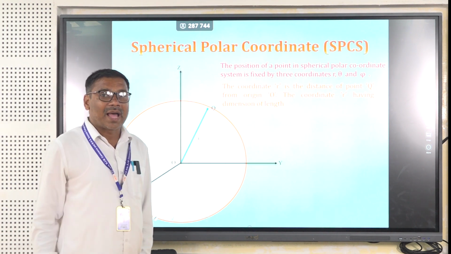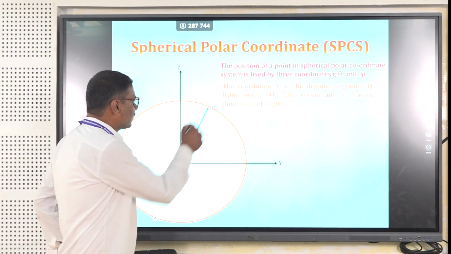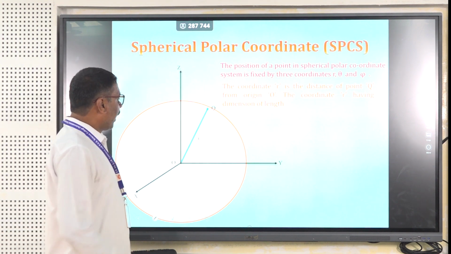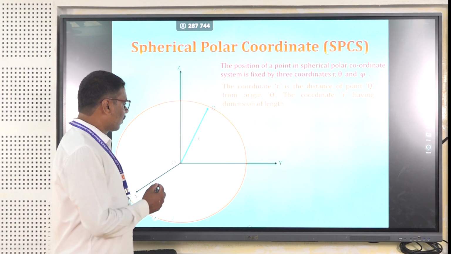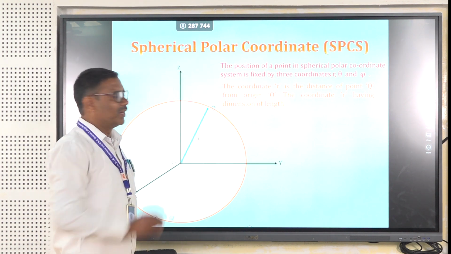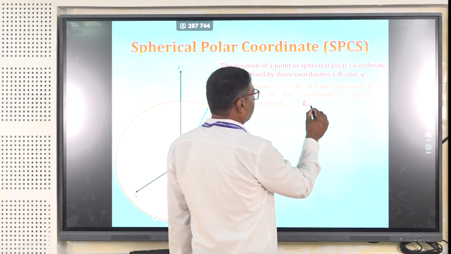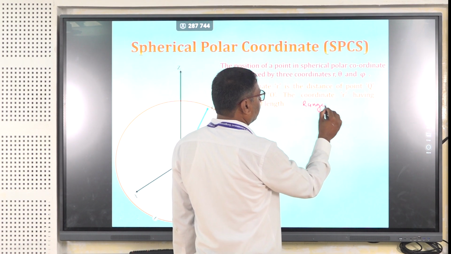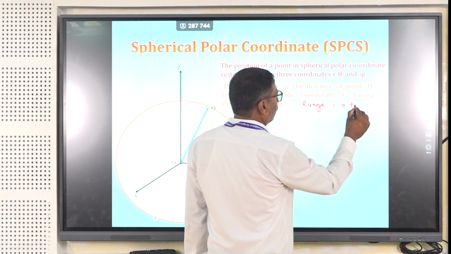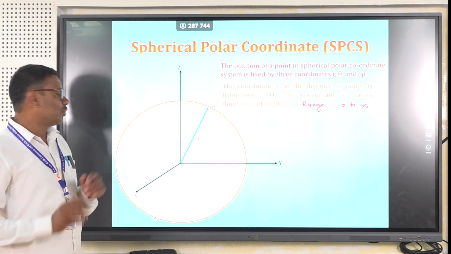The coordinate r has the dimension of length, as it represents a distance. If we see the range of this coordinate r, it varies from 0 to infinity.